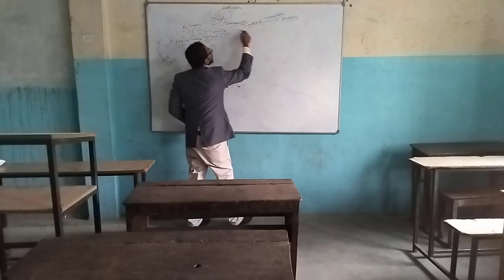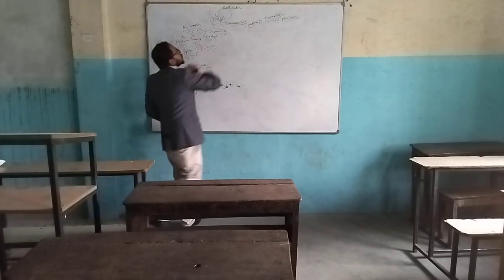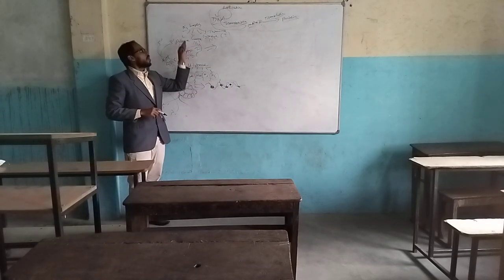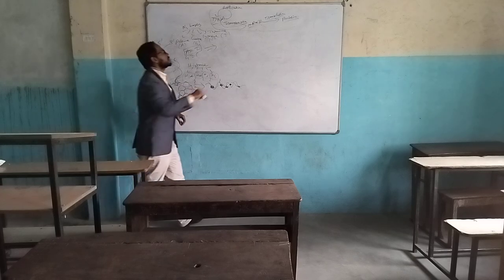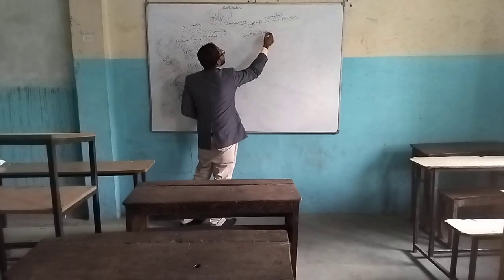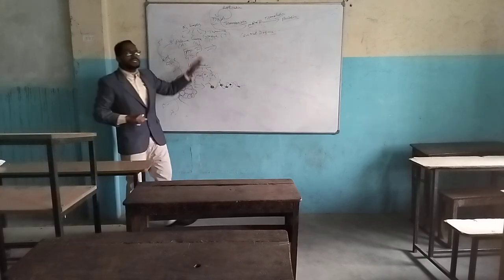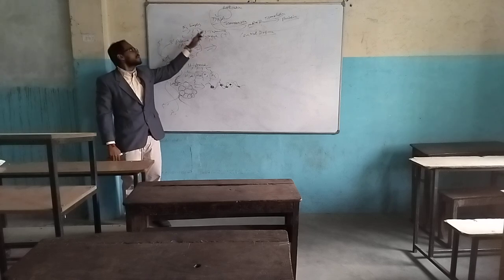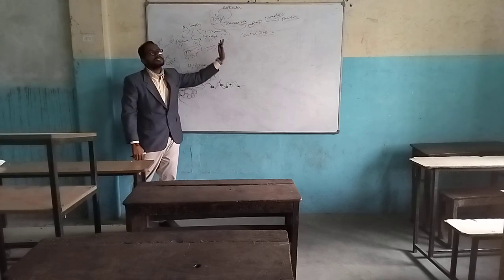And this whole process, DNA to DNA, DNA to mRNA, and mRNA to protein, is altogether called the central dogma. So this is called the central dogma. So this is the brief description, or the short summary, of replication, transcription, and translation.